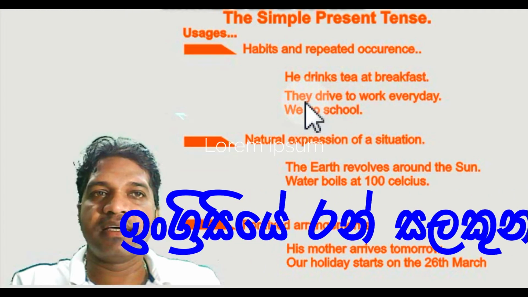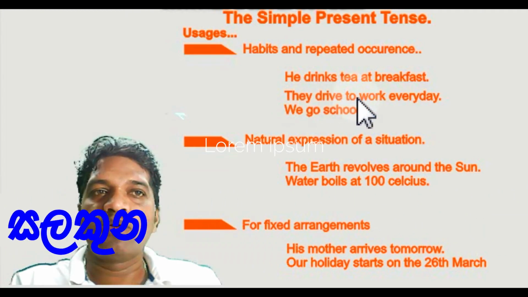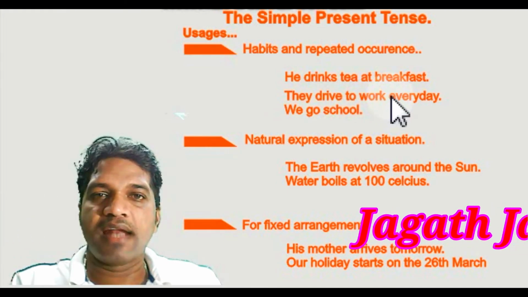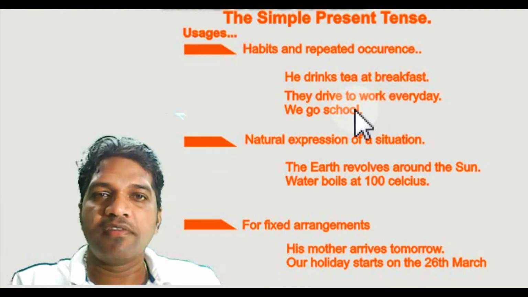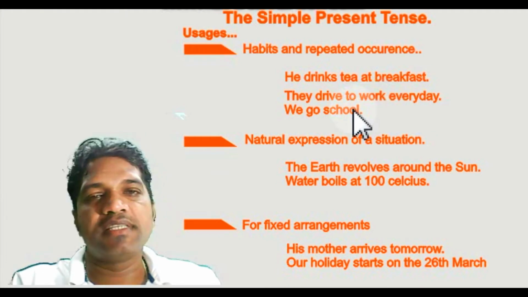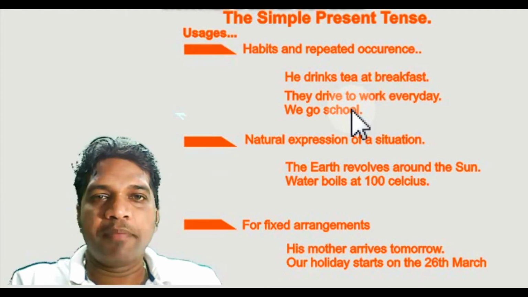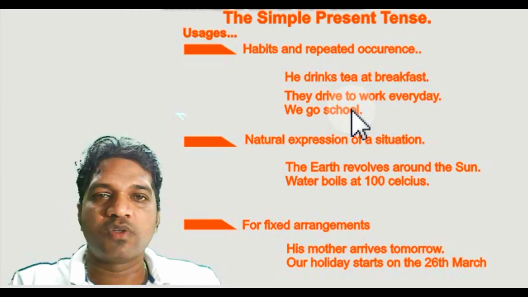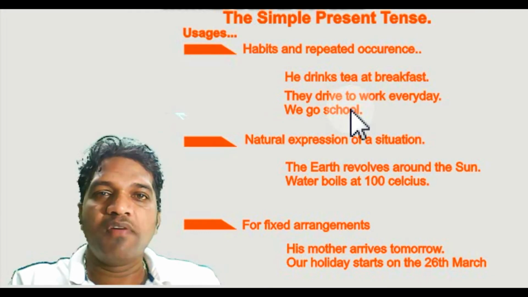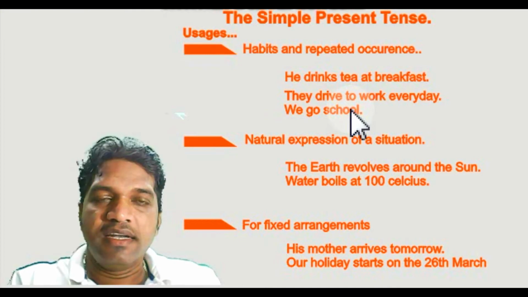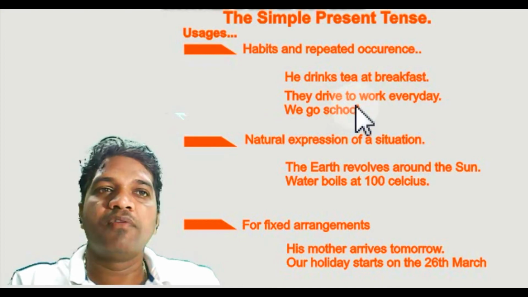I'll take another example. They drive to work every day. This one is also a habit, or a repeated action. It happened on previous days also. It is happening today also. It will happen tomorrow also. That means it is always happening. So if it is always happening, we can say he drives to work every day.